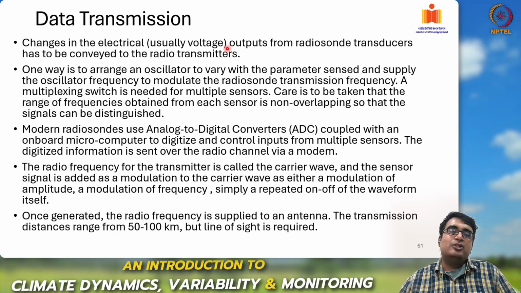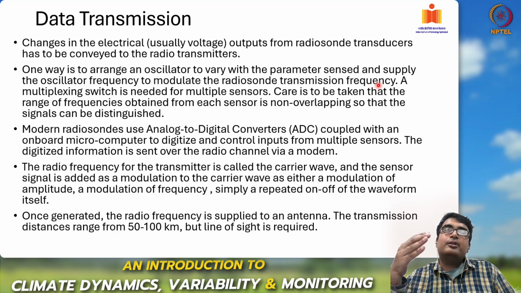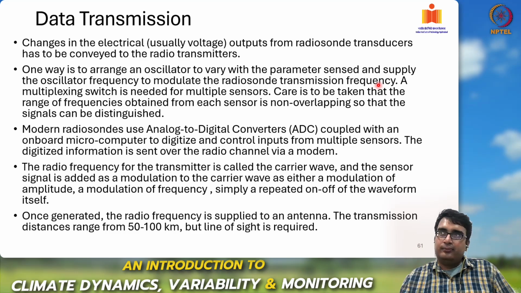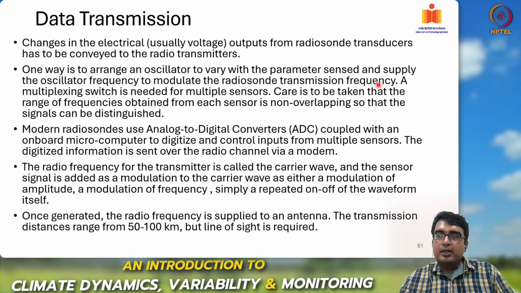One way to do that is to arrange an oscillator to vary with the parameter sensed and supply the oscillator frequency to modulate the radiosonde transmission frequency. So suppose when there is no measurement, the oscillator is oscillating at a certain frequency. Now, when a measurement is made and a voltage signal is generated, that voltage signal is added or somehow combined with the oscillator frequency to modulate it. So, during sensing, there is a change in the frequency of this oscillator.